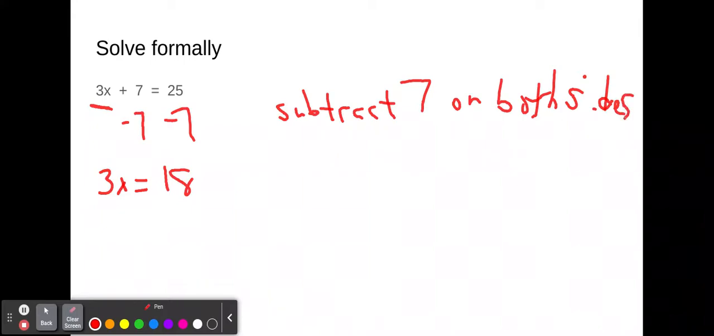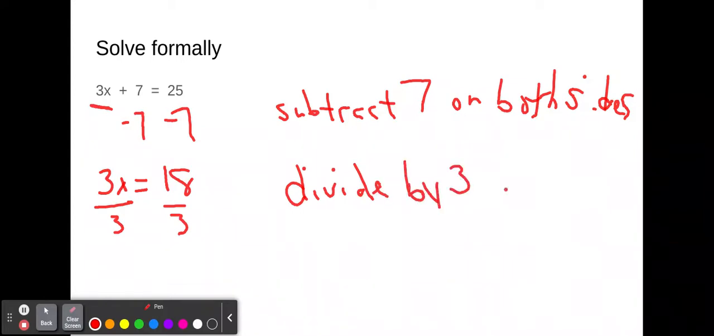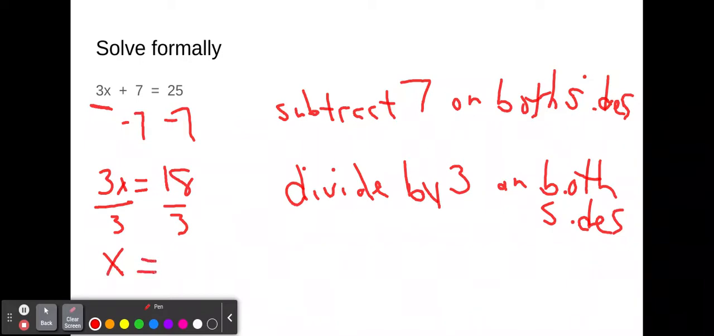And now we've got 3 times x equals 18. So remembering our one step, this is multiplication. So we need to solve that by dividing by 3 on both sides. Okay, so multiplying by 3, dividing by 3 just gives us our x. That simplifies that out. Equals 18 divided by 3 gives us our 6. So there is our solution.